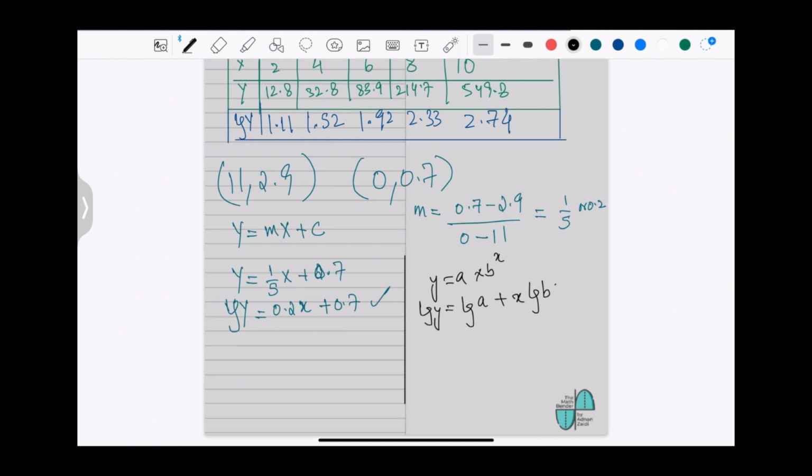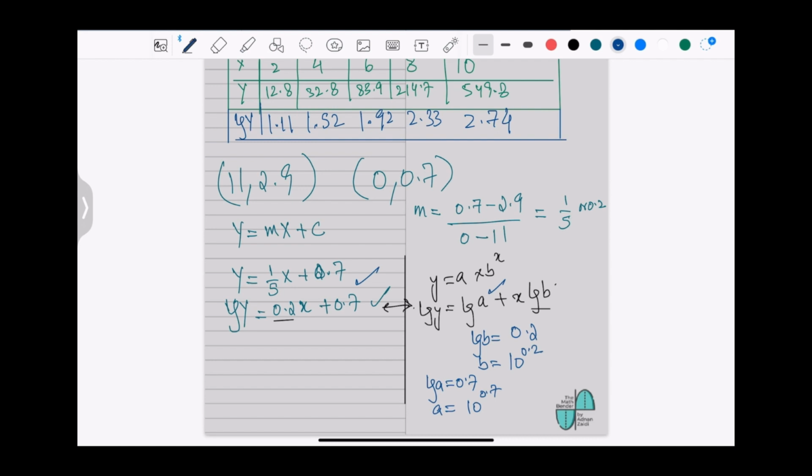As you can see, if you compare these two, LGY is there. With x, there is 0.2 here, and here it is LGB. So the value of LGB is 0.2, and b is equal to 10 to the power 0.2. And the y-intercept is 0.7, and LGA is equal to 0.7, as you can compare them. So A is equal to 10 to the power 0.7. That is one way of looking at it.